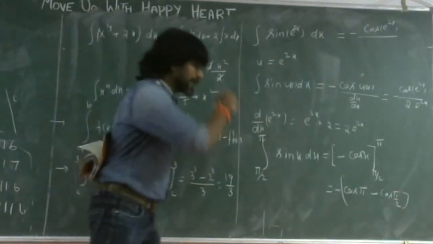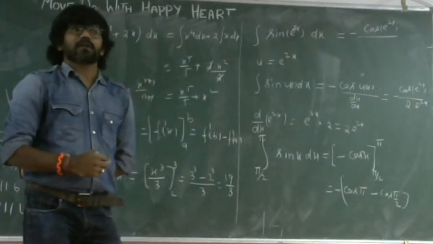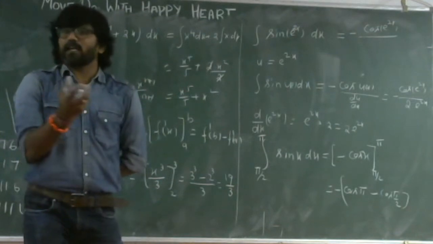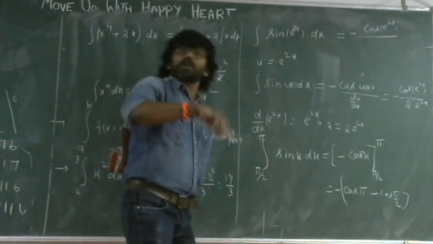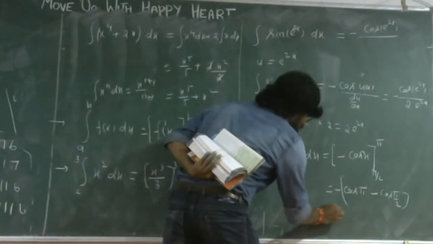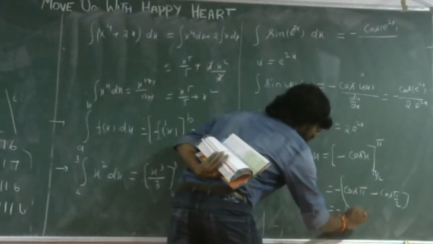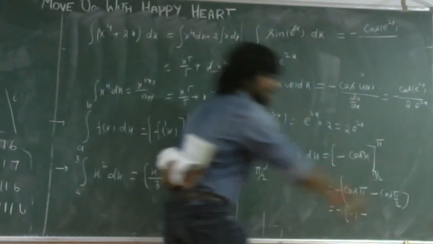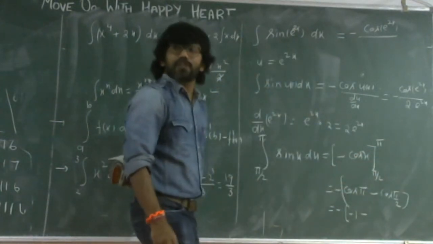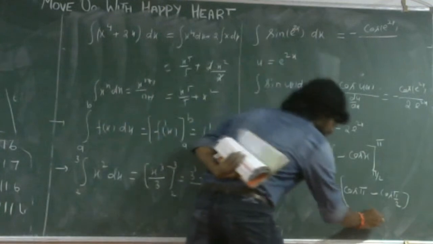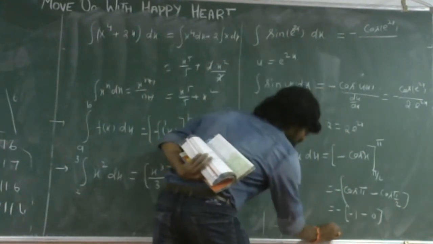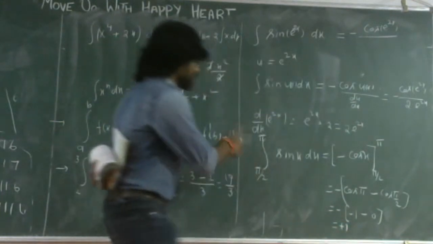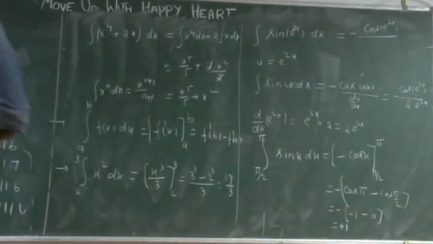So what is cos pi? Cos pi here, pi radians is equal to 180 degrees. Cos 180 or cos pi is minus 1. So you can write it as minus of, this is minus 1 minus cos 90. Cos 90 is 0. So minus 1 minus 0 is minus 1. Minus of minus 1 is plus 1. So this is equal to plus 1. So you get a numerical value.